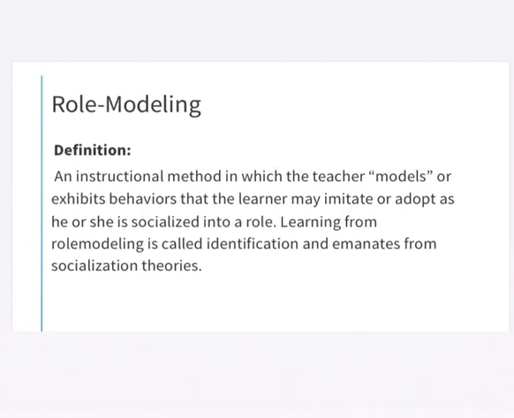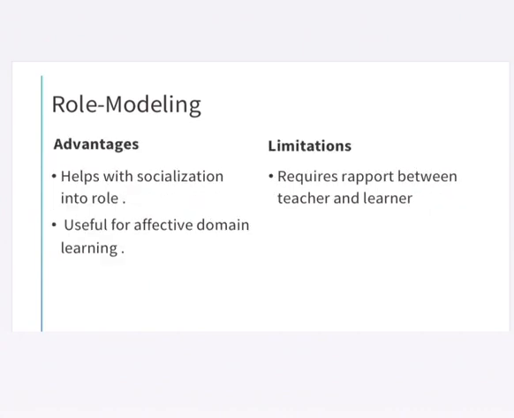Role modeling, an instructional method in which the teacher, the model, exhibits behaviors that the learner may imitate or adopt as he or she is socialized into a role. Learning from role modeling is called identification and emanates from socialization theories. Role modeling advantages: helps with socialization into role, and it's useful for affective domain learning. The limitation: requires rapport between teacher and learners.